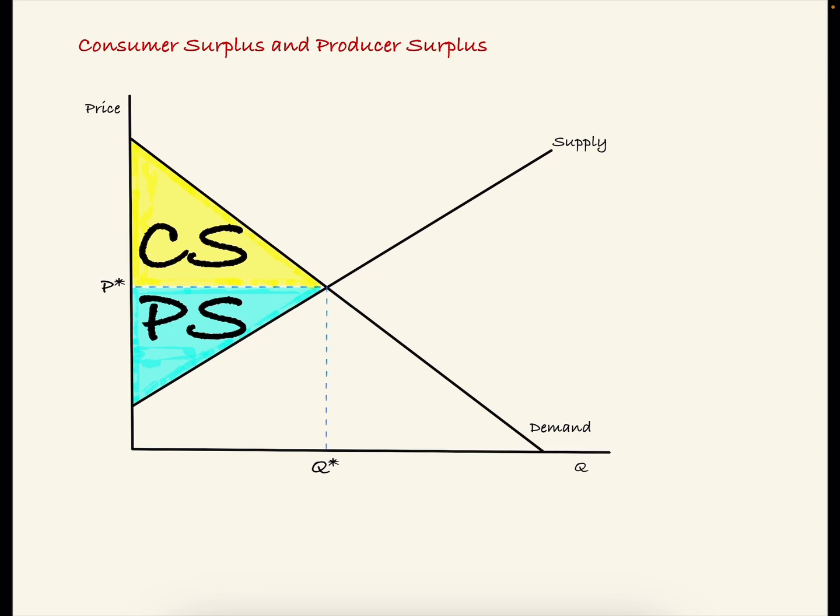So let's break this down again. Producer surplus is the difference between the price producers receive and the lowest price at which they're willing to sell, while consumer surplus is the difference between the maximum price at which consumers are willing to spend for the product and the price they actually spend for the product.